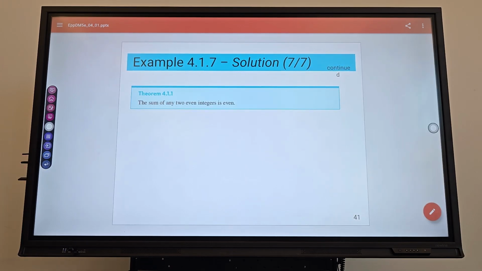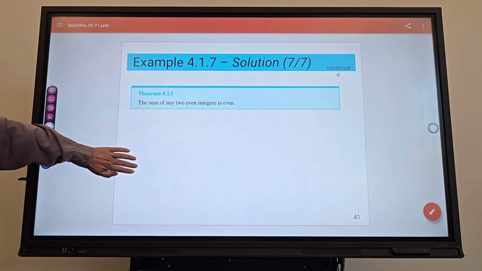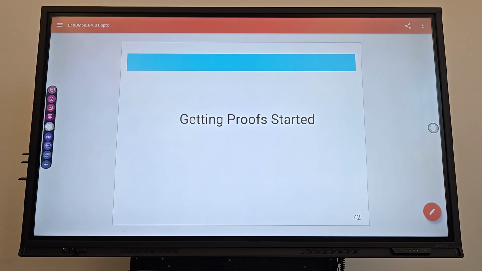So, theorem 1-1. The sum of any two even integers is even. You can use that in proofs now. Getting proofs started.